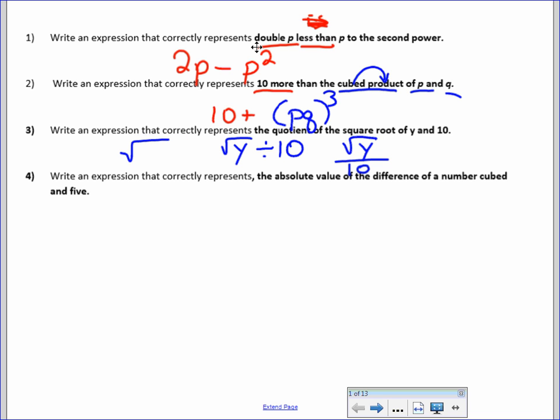Write an expression that correctly represents the absolute value of the difference of a number cubed and 5. So it's the absolute value, but it's the absolute value of the difference. So what's inside the absolute value is a number cubed and 5. So those were the first 4 problems. Those are the verbal to algebraic problems.